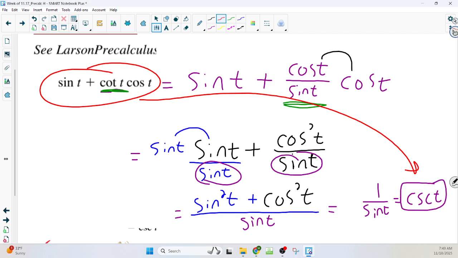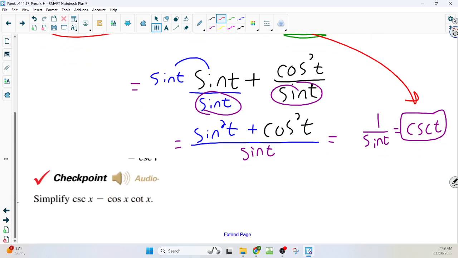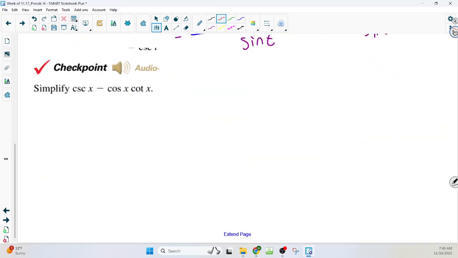All right, let's try a now you try, or a checkpoint, as I like to call it, just for funsies. So you're going to see it. You're going to change it probably to sines and cosines, right? And then maybe a common denominator. I think if you try that, you'll be in good shape.